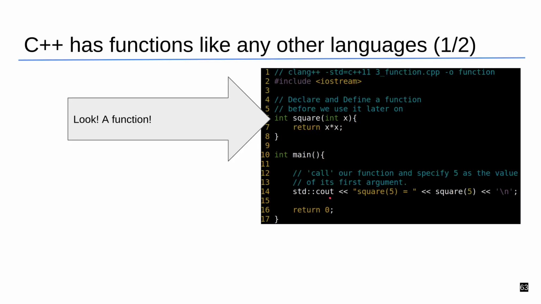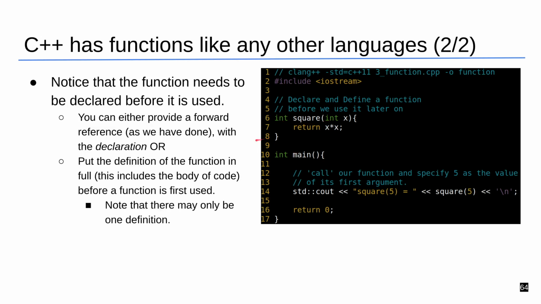Okay, functions in C++. Look, here's a function. Here's the square function. You can try writing this and see what happens. It returns a value, x times x, and the data type is an integer. So that's how that works.